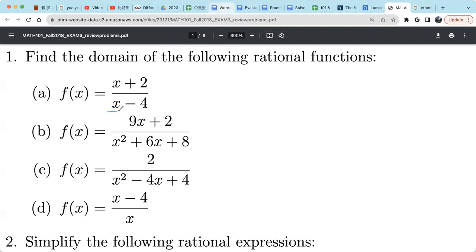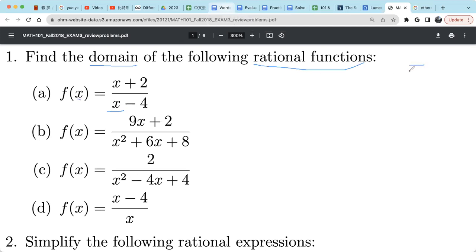Because x appears in the denominator, they are called rational functions, where x is a variable. When x appears in the denominator, the function is called a rational function. And then we want to consider what kind of values work for x. That's called the domain of the function. So what do we do?